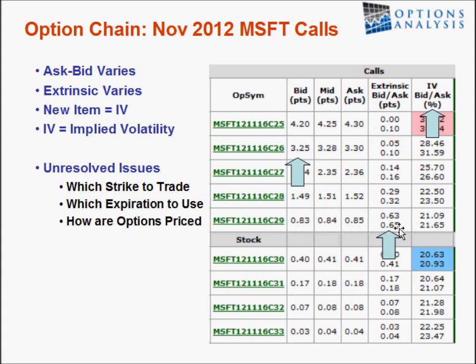The remaining number, which is 0.65 and 0.63 for the bid and ask, is the extrinsic value in the call option. How much money is it costing you over and above how much the option will be worth at expiration, in other words. And here we have another column you'll often find inside option chains, and that's called the implied volatility. We're going to be discussing implied volatility quite extensively in the next presentation. Well, that's your basic call option. Of course, which strike should you trade, what option should you use, and how should they be priced, all remain to be discussed.